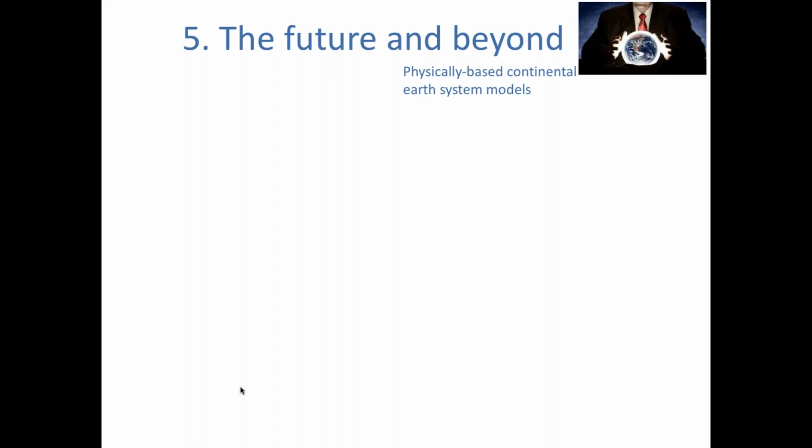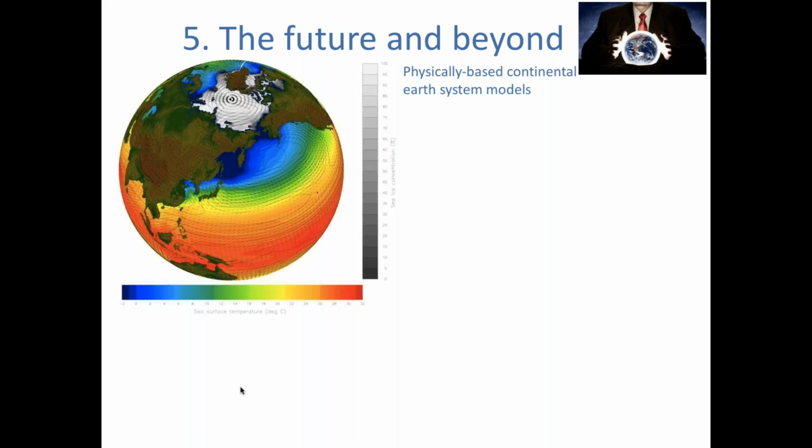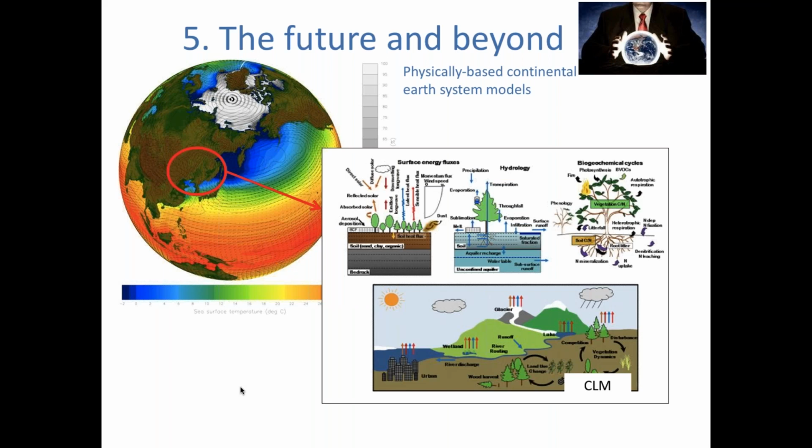So my last slide, a little bit over time, about 5 minutes, sorry about that, is about how I see the future and beyond. I think it's a combination of those things. I think we're moving towards these global Earth system models that are totally physically based. And these Earth system models have coupled ice, terrestrial, atmosphere, and ocean in there, like CESM already has.